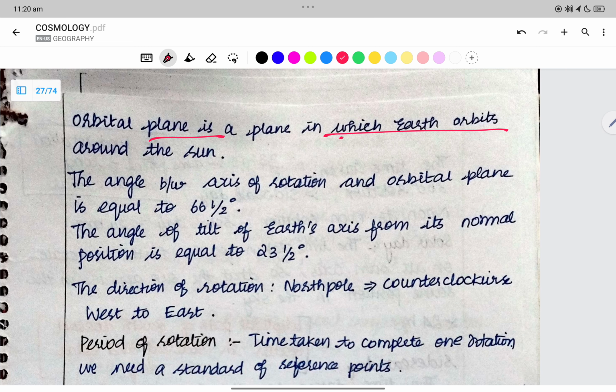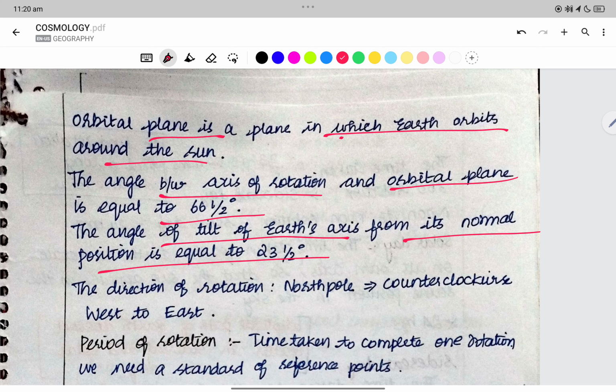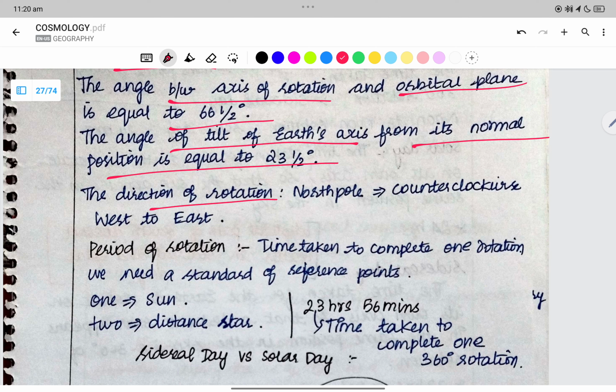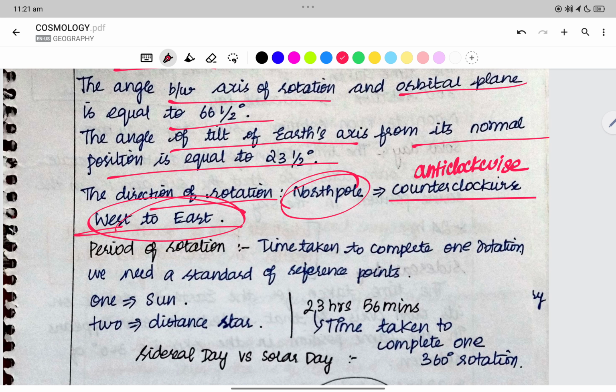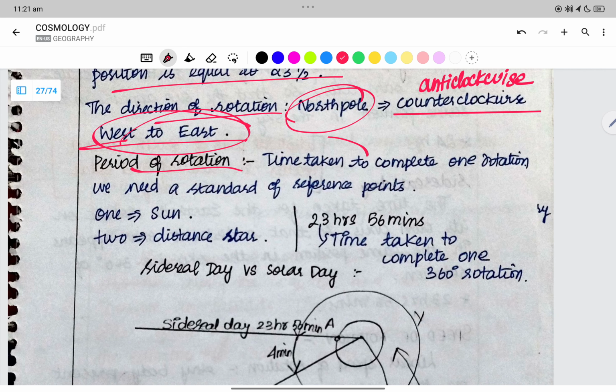Orbital plane is the plane in which the Earth orbits around the Sun. The angle between the axis of rotation and the orbital plane is 66.5. The angle of tilt of the Earth's axis from its normal position is 23.5. The direction of rotation at the North Pole is counterclockwise, that is the anti-clockwise direction, and at the South Pole it is clockwise. West to east is the rotation. The period of rotation, the time taken to complete one rotation, is 24 hours.